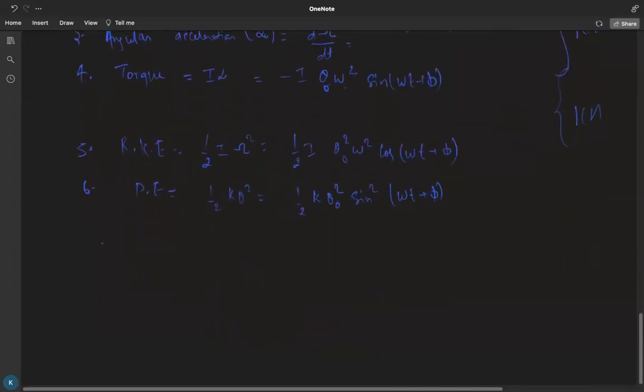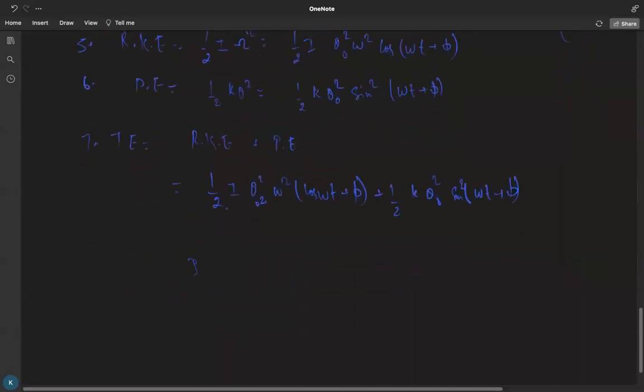And what is our total energy? Our total energy is rotational kinetic energy plus potential energy. When we add both of these, what do we get? We get half I theta naught square omega square cos square(omega t plus phi) plus half k theta naught square sine square(omega t plus phi).